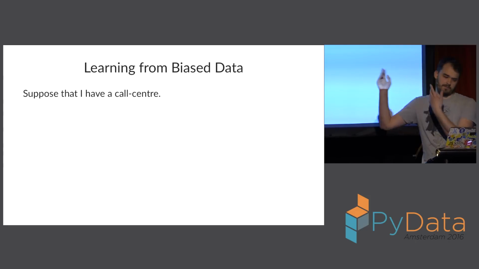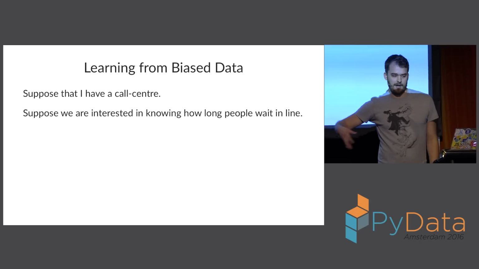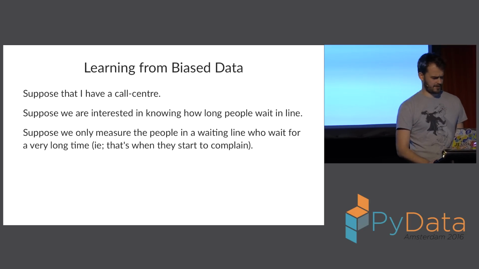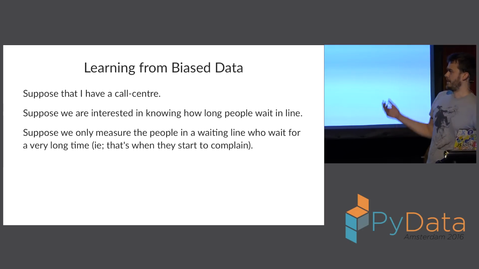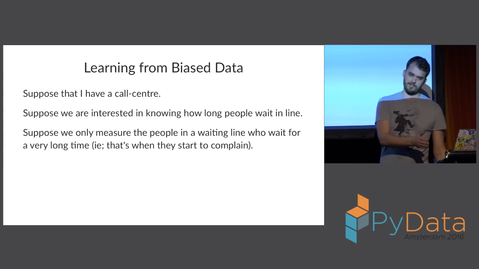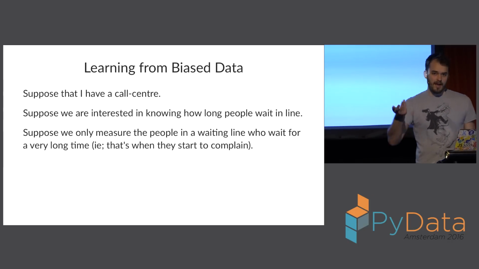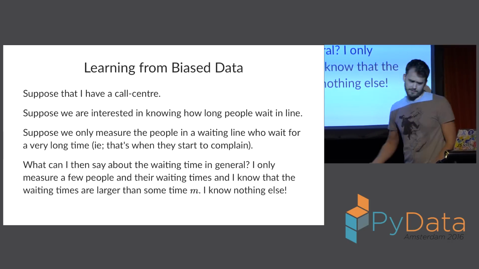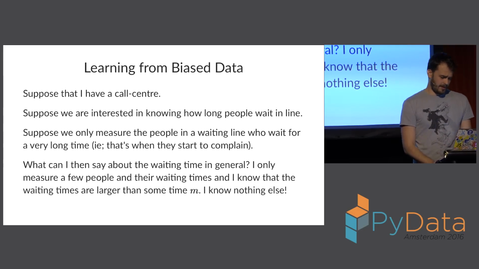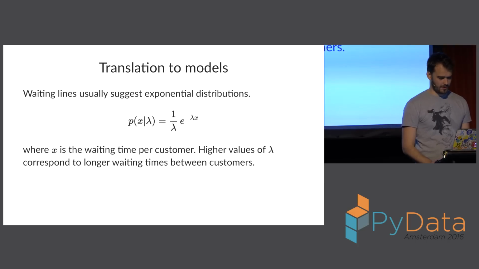The example that I then come up with is, let's say I have a call center, and I'm interested in knowing how long people wait in line for this call center, and suppose we only measure people that have been waiting for a very long time, because that's when they start to complain. Let's assume that everyone who has been waiting for longer than, say, m minutes starts to complain, and everyone below doesn't complain. It's not the most realistic example, but it's meant to drive the point home. Also, I know nothing about the total population. This is the only thing that I actually know.